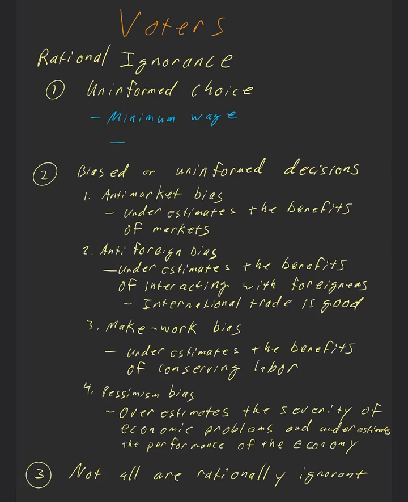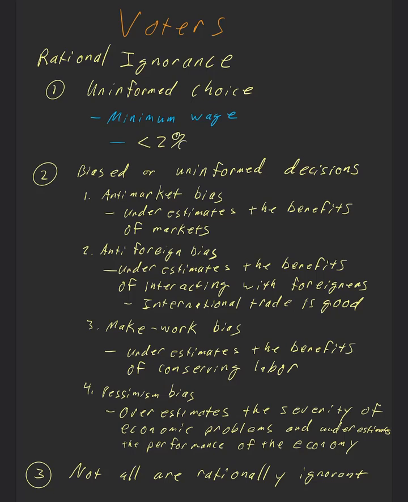Rational ignorance has several costs. The first cost is just that uninformed choices, since no individual voter has much incentive to be highly informed, you get uninformed choice in total. Let's take a good example of minimum wage. What percentage of people do you suppose in the U.S. economy are at or below minimum wage? When I do this exercise in class, I generally get answers between 10 and 50%. The real answer is less than 2%.